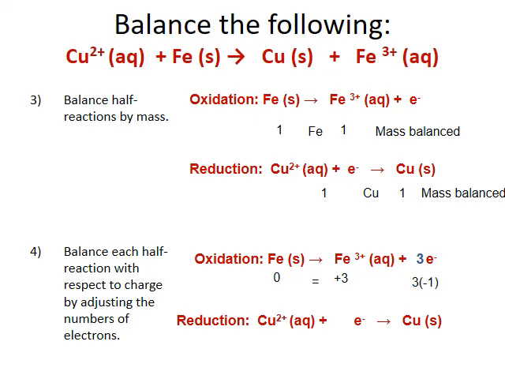And now if we add the total charges on the left and right sides of this half reaction, they should equal each other. So 3 electrons, each with a negative charge, is -3. If we add this to the +3 charge on the iron, also on the product side, it equals the total charge on the reactant side of the equation, which is 0. So the oxidation half reaction is now charge balanced. We'll do the same charge balance for the reduction half reaction.